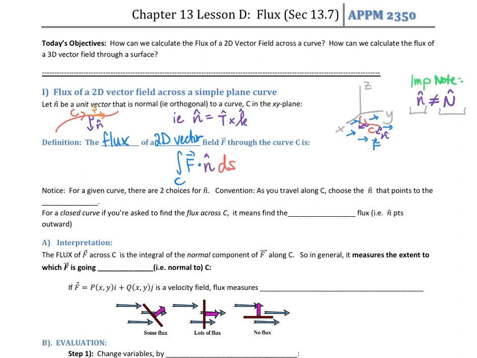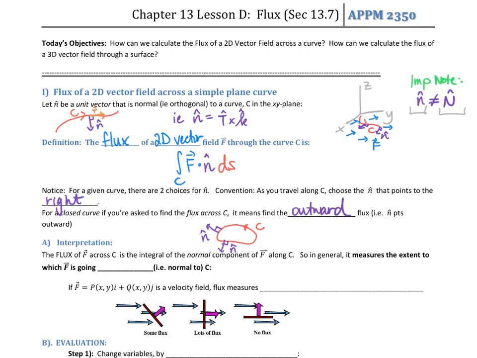Okay, so we're going to define flux to be the dot product between F and n, and notice as you travel along C, we're choosing the n that is pointing to the right. And for a closed curve, if you are asked to find the flux across a curve, so we can draw something here, it means find the outward flux. That is our default. So if I don't give you an orientation to a closed curve, you can assume it's counterclockwise orientation and that I'm asking for outward flux.